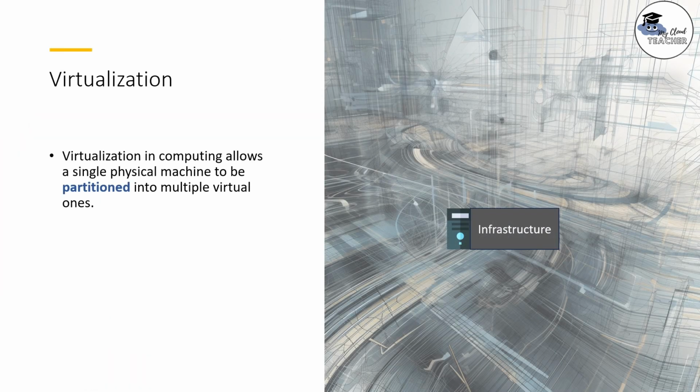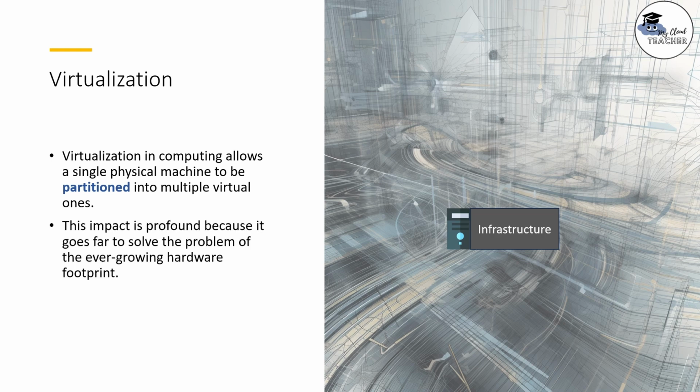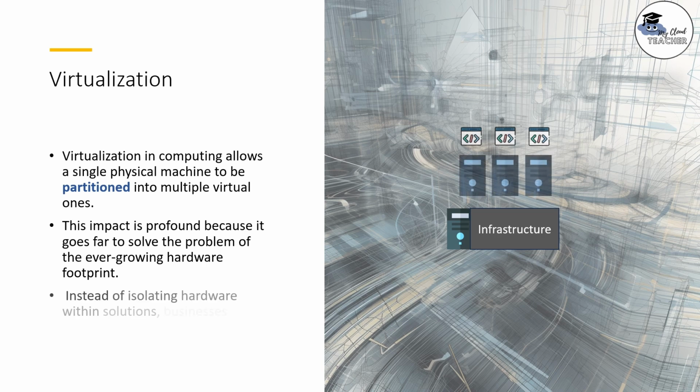Virtualization in computing allows a single physical machine to be partitioned into multiple virtual ones. This impact is profound because it goes far to solve the problem of the ever-growing hardware footprint. Instead of isolating hardware within solutions, businesses could provision virtual machines instead.